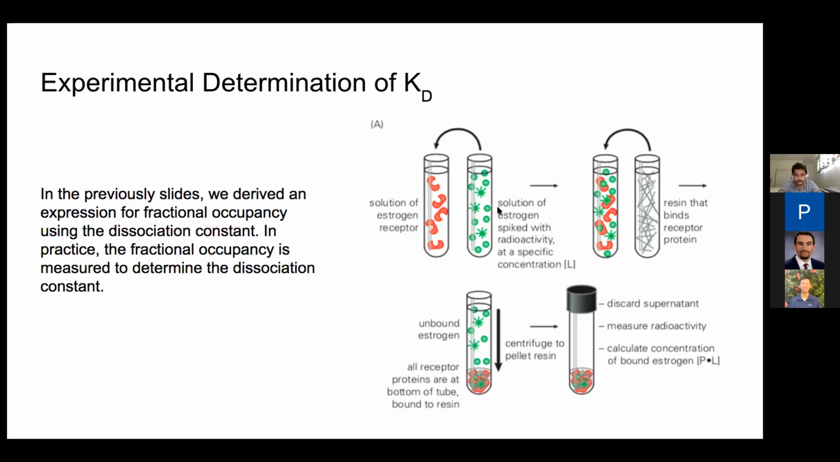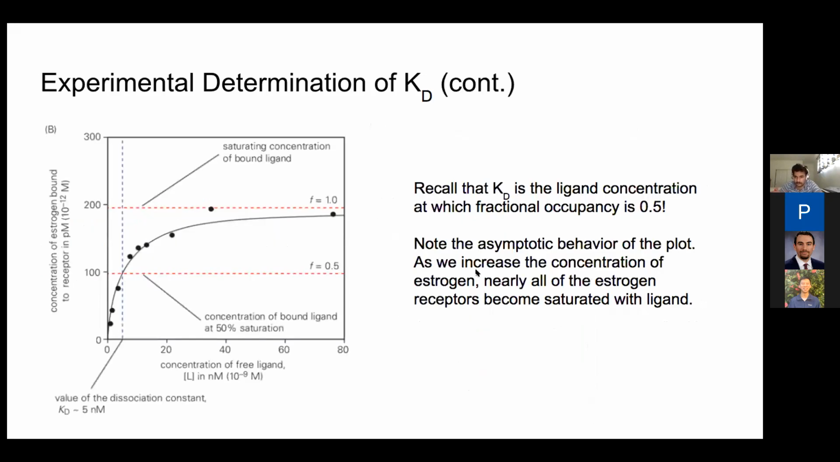So then you can mix these together, you get the binding of the radio-labeled estrogen to the estrogen receptor, and you centrifuge to separate the protein from the free ligand. Based on the radioactivity left at the end, you can determine the amount of ligand bound, which is equal to the amount of protein bound. And that's how you determine the protein-ligand complex concentration. If you do that multiple times for different ligand concentrations, you again generate this plot. So now we have the experimental determination of the fractional occupancy values, and from that, we can determine KD.